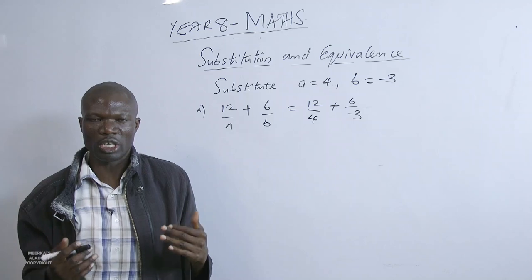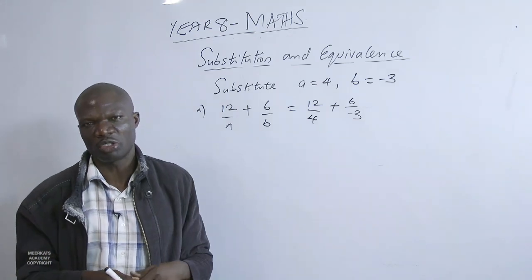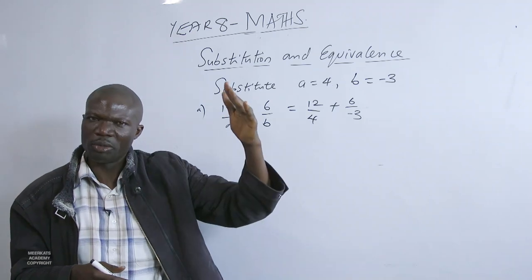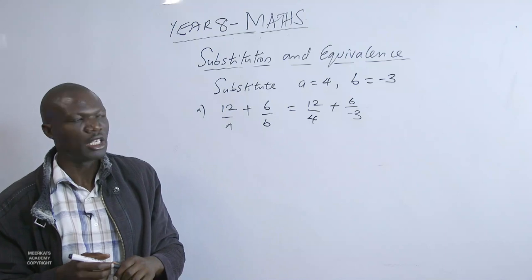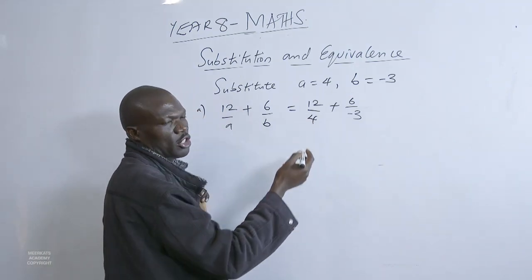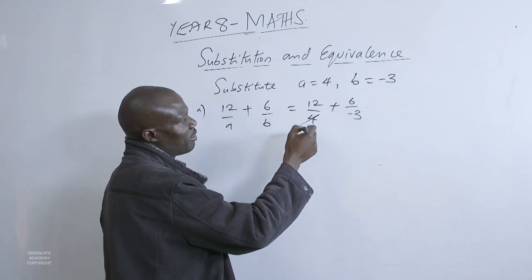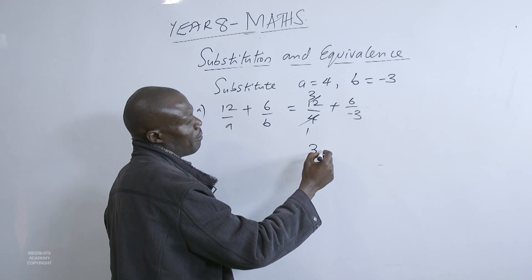Earlier on, we saw that when dealing with fractions, we can simplify fractions by looking at the common factor between the numerator and the denominator. What is the common factor? And then we simplify. So between 12 and 4, 4 is common. Dividing by 4 here gives us 1, dividing by 4 here gives us 3. So here we shall remain with 3 plus.